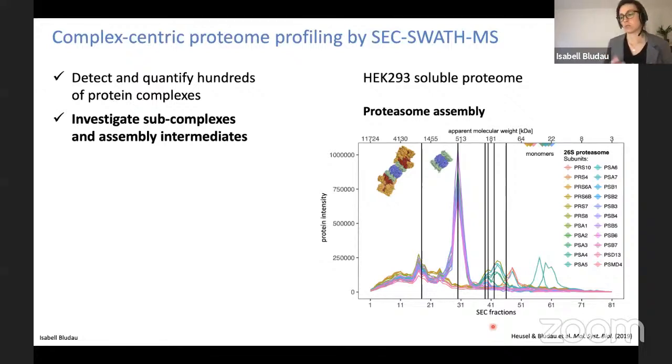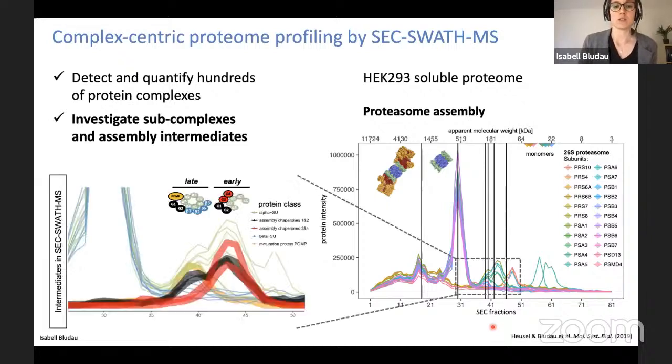We were now curious to see if these might be disassembly products, or if they are actually assembly intermediates or something interesting in the proteasome. So what we did is we added known assembly chaperones for the proteasome to our analysis, and they are indicated here in red, orange, and black. You can see that these assembly chaperones nicely co-elute together with the alpha and beta subunits, and this gave us confidence that these signals actually correspond to an early and late assembly intermediate of the proteasome.